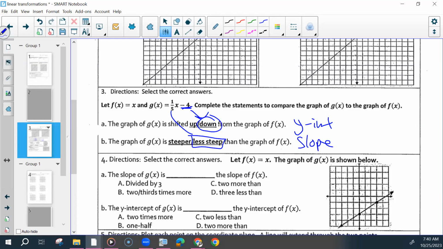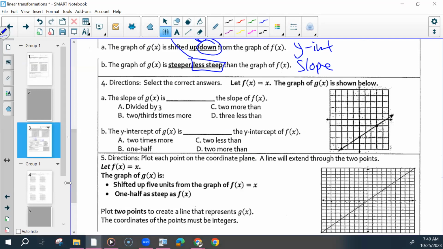Okay. Number 4. It has a graph. This graph is g of x, your new function. F of x is not drawn on there, but if you want to draw it on there, you can. I'm going to draw it just so we can see the original and compare. So we are comparing the slope of the new function, the one that's already on there, to the original. What changed? Which of these apply?